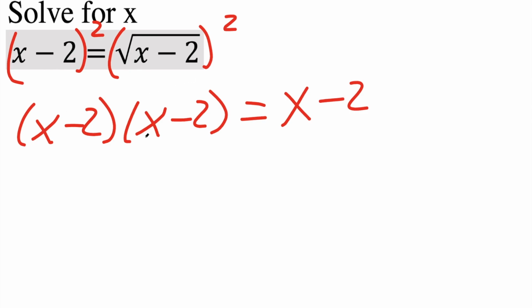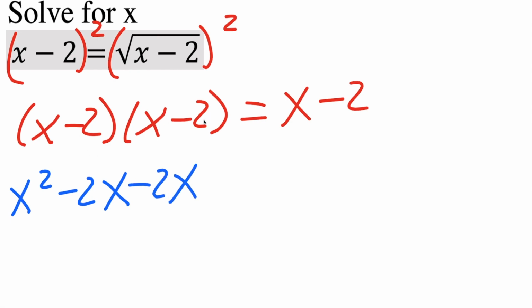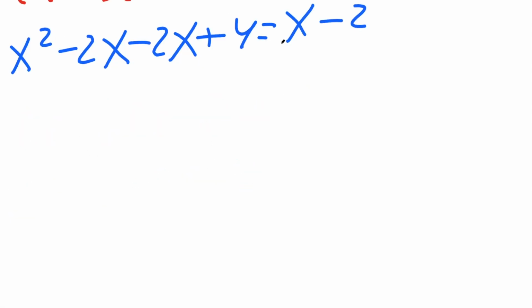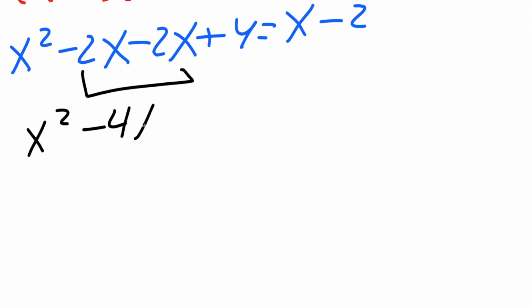Okay, next we're going to expand. So x times x is x squared. x times negative 2 is negative 2x. Negative 2 times x is negative 2x. Negative 2 times negative 2 is positive 4. Okay, next we can clean it up a little bit. So these two we can combine. We get x squared minus 4x plus 4 is equal to x minus 2.